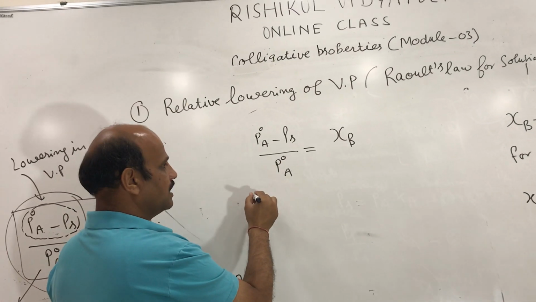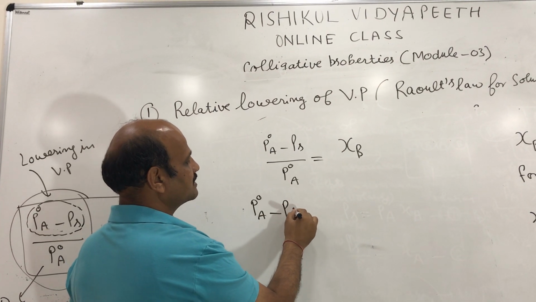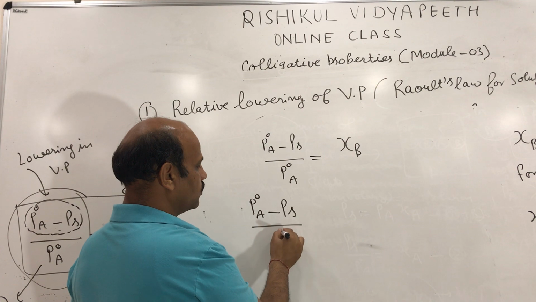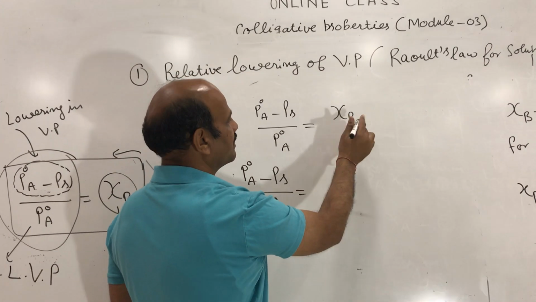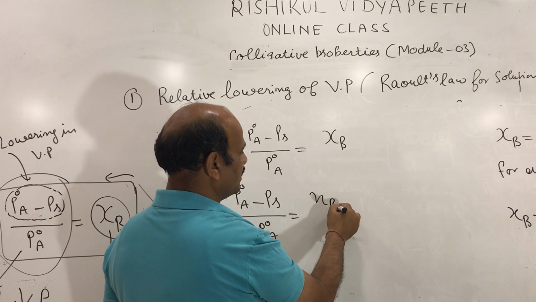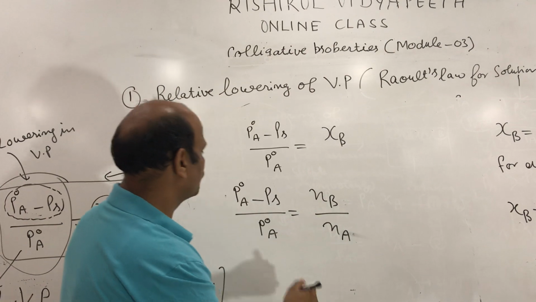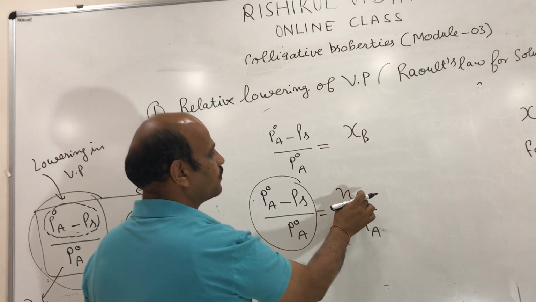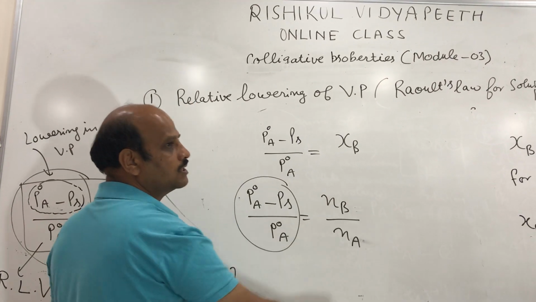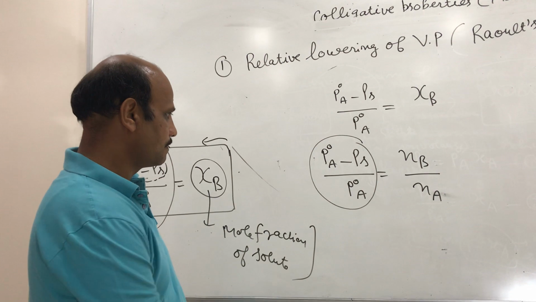That is why we can write (P°A − PS)/P°A equal to, we put here X in place of this, NB/NA. Or also you can understand from here, this relative lowering of vapor pressure depends upon what? Number of moles of solute particles. That is why it is a colligative property.